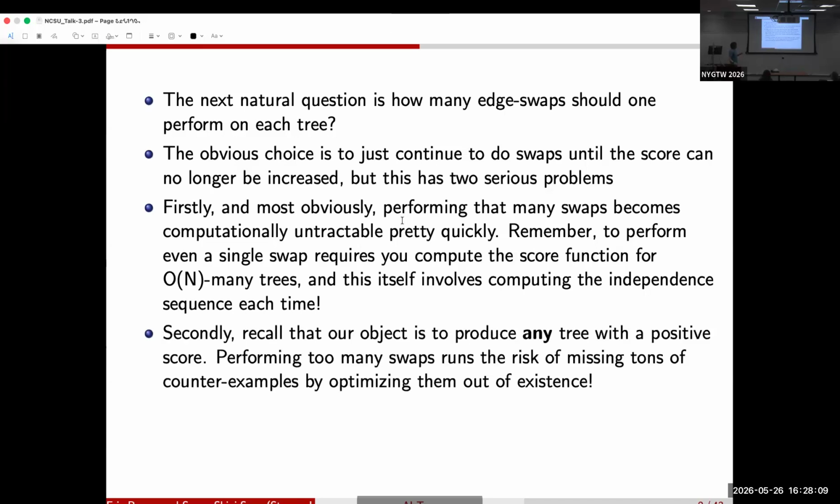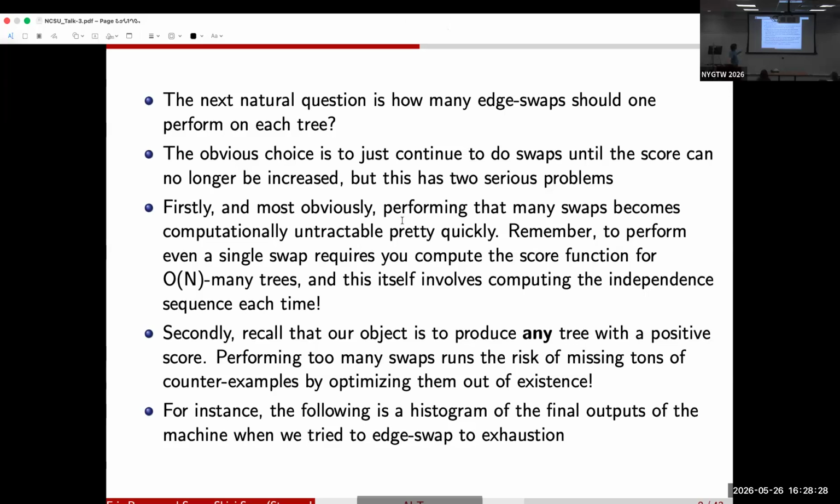But secondly, recall that our objective is to produce any tree with a positive score. I'm trying to produce counterexamples. I'm not trying to produce the most counterexample-y of counterexamples. So performing too many swaps runs the risk of missing tons of counterexamples by over-optimizing.